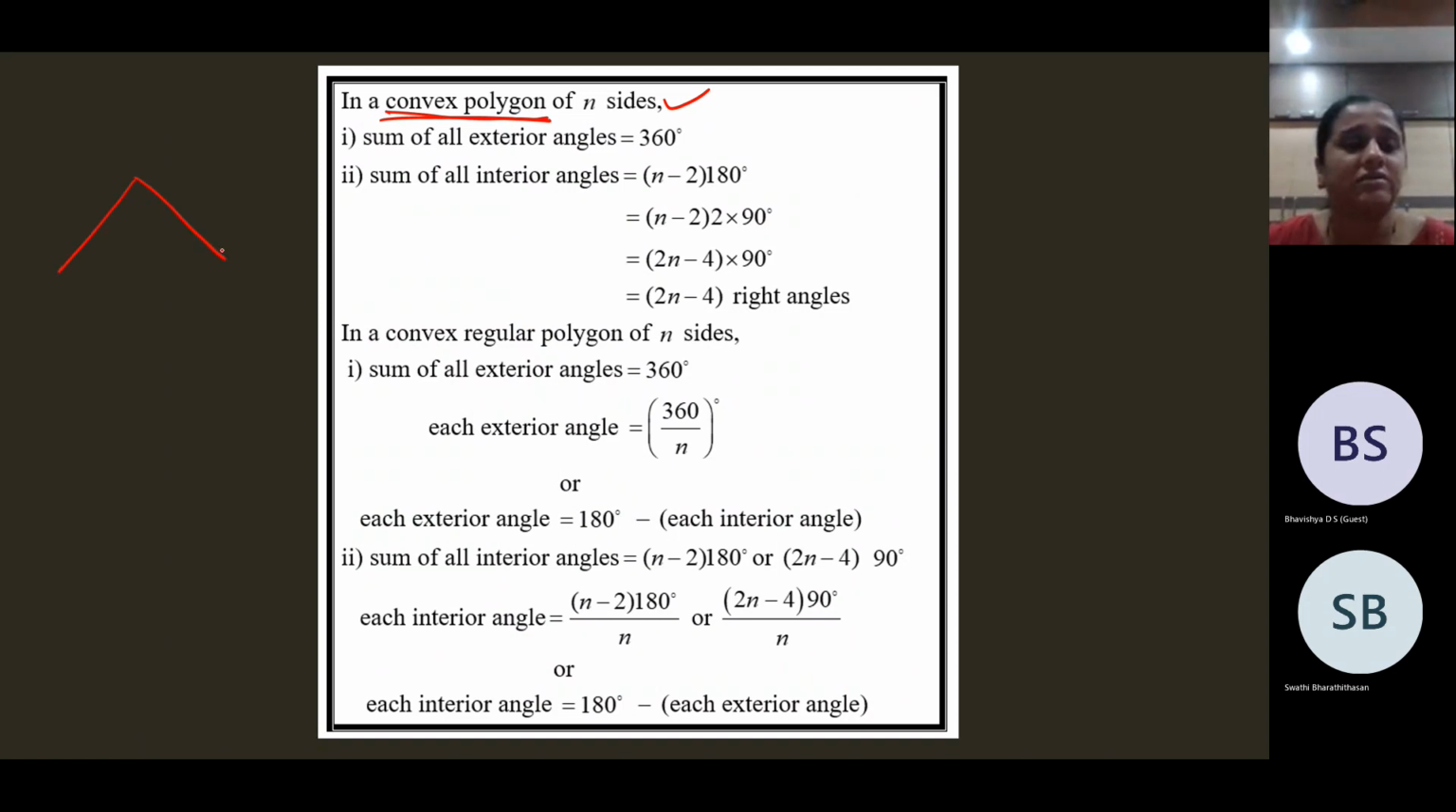So see here, now if you take a triangle, it has 3 interior angles and 3 exterior angles. When you produce the side, this is the interior angle, this is the exterior angle. When you produce this side, this is the interior angle, this is the exterior angle. We know that angle 1 plus angle 2 plus angle 3 is equal to 180 degrees because the sum of the 3 angles in a triangle is equal to 180 degrees. Angle 4 plus angle 5 plus angle 6 is equal to 360 degrees.